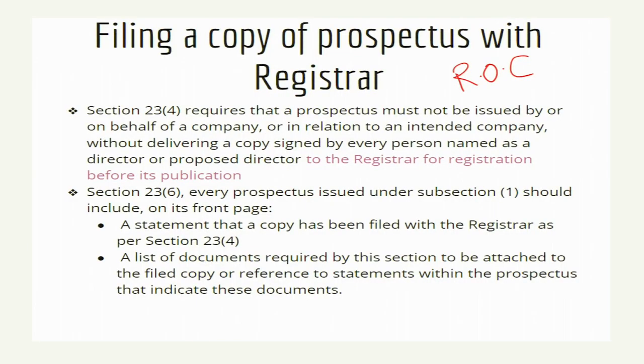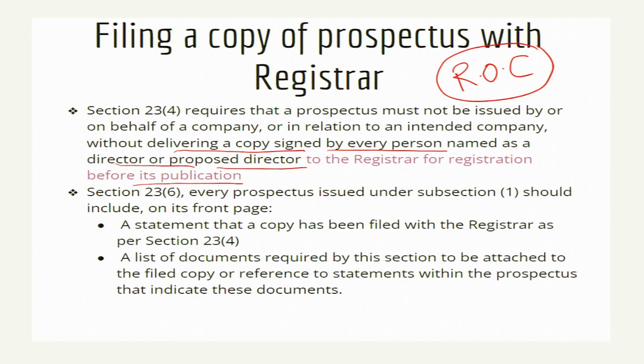So, section 23 clause 4 requires that a prospectus must not be issued by or on behalf of a company, or in relation to an intended company, without delivering a copy signed by every person named as a director or proposed director. So, in this document there should be a signature of whom? Signature of directors. Either you are a first director, or you are already existing directors, to the registrar for registration before its publication. So, no company is allowed to issue the prospectus unless first they take the approval from ROC, Registrar of Companies. So, this approval we require as a registration.